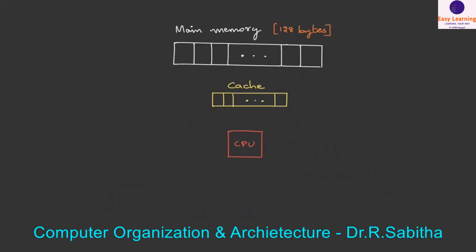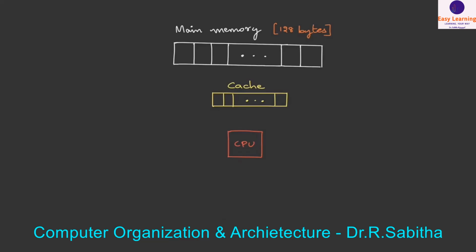We have the cache, which is in between the main memory and the CPU. Cache is being used because the processing speed of the CPU is high when compared to the main memory. In order to strike a balance between the processing speeds, we have introduced the cache. But it is not going to be of the same size as your main memory. The capacity of the cache is going to be less when compared to the main memory.